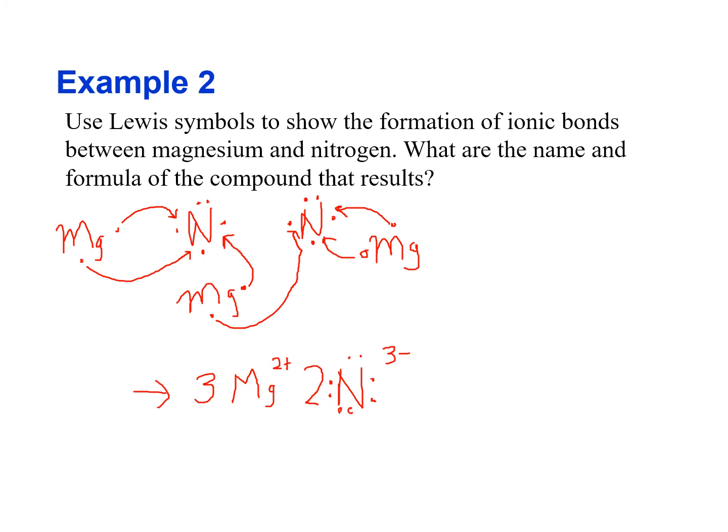And again, now that we have something positively charged and something negatively charged, they're going to attract each other and form a bond. So the name and formula of the compound that results, none of you should hopefully be surprised, is going to be Mg3N2. And of course, we call this magnesium nitride. Again, this diagram just shows how that happens by the transfer of electrons.